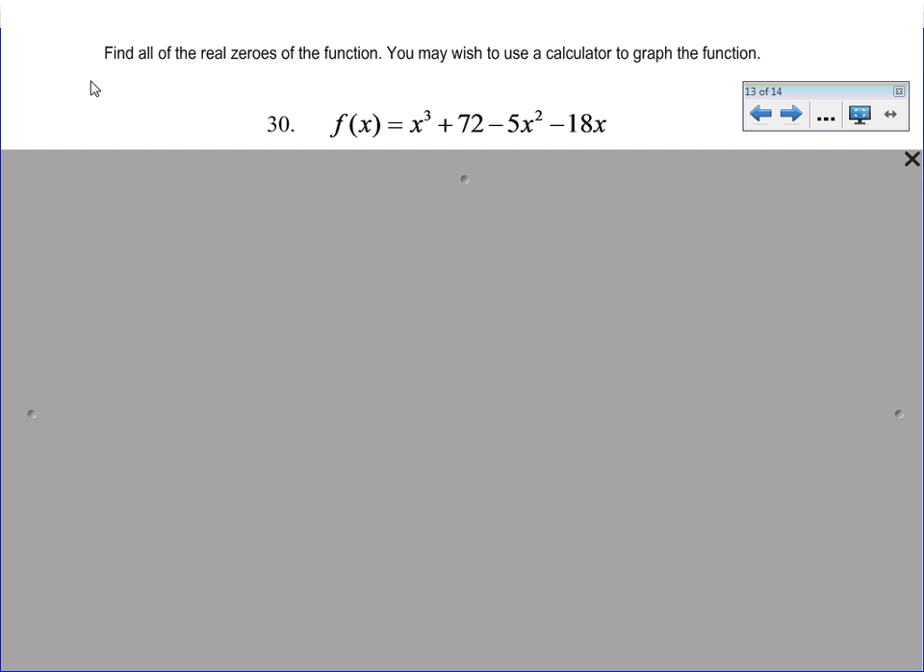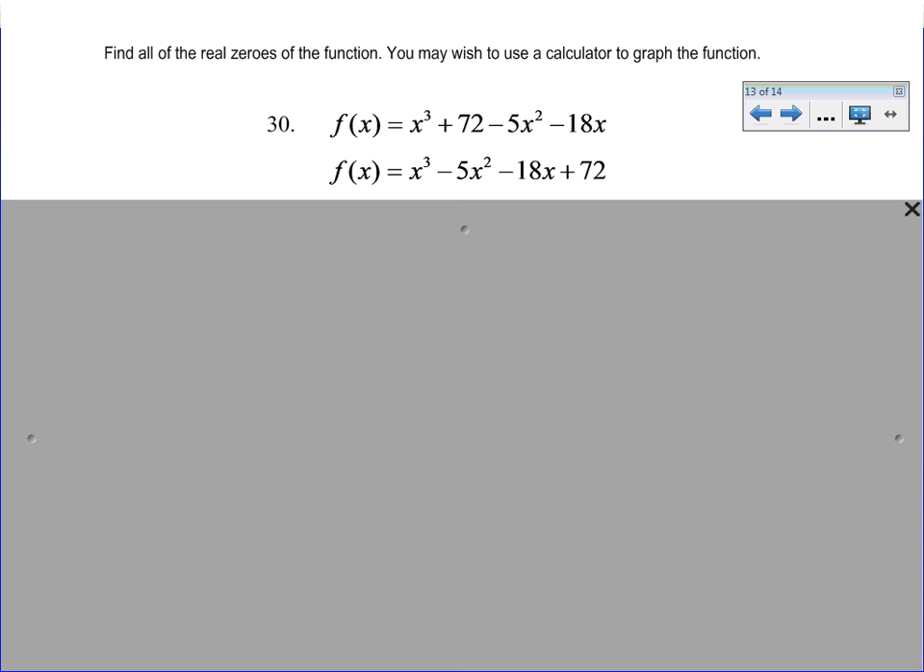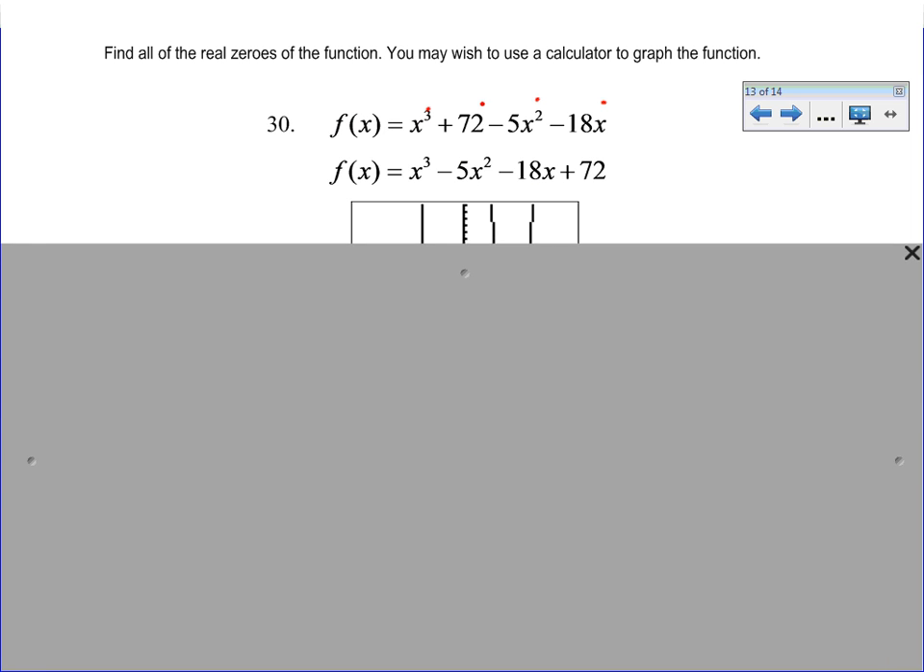So I did two things. I took the liberty of rewriting this into standard form. Very important to be looking at standard form. You notice in the original problem the exponents were not in decreasing order. Alright, then I graphed this for you.